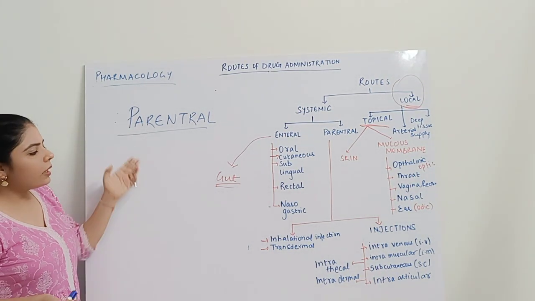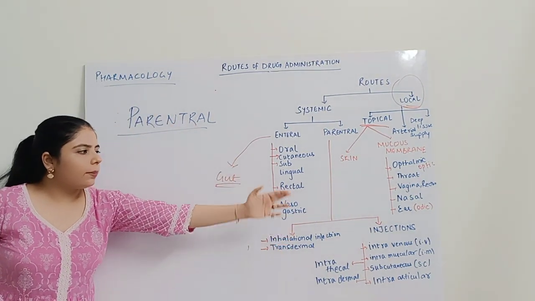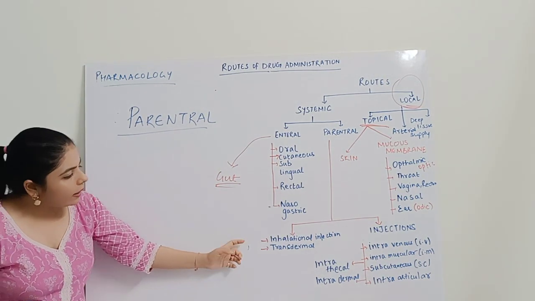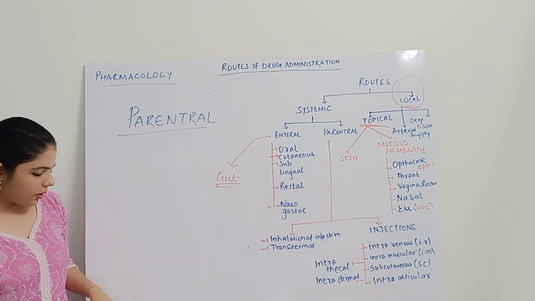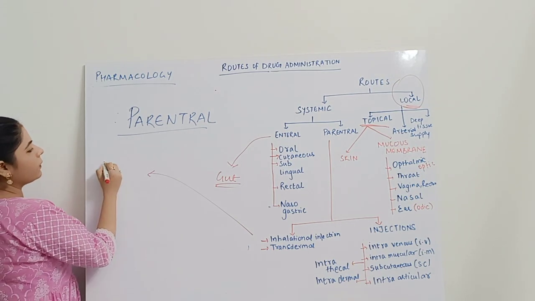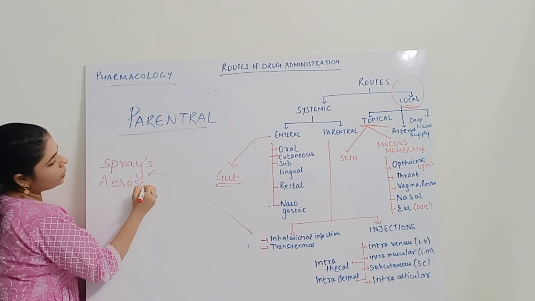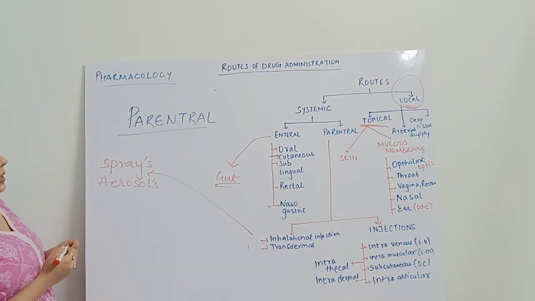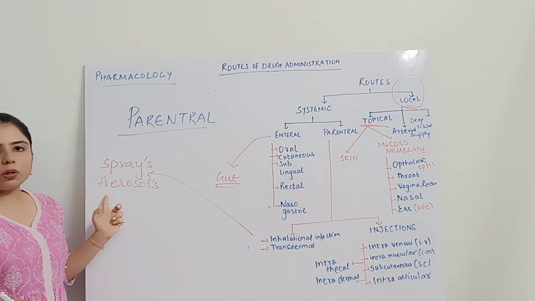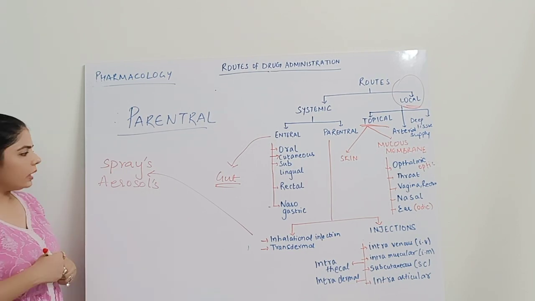In case of parenteral, we have two different categories where we are labeling the drugs which are directly being injected into certain layers or veins or skin, and then we have inhalational and transdermal. So let's first cover this off. In case of inhalational, we have sprays, we have aerosols, right? With the help of sprays and aerosols, the drug is being directly thrown into the lungs.